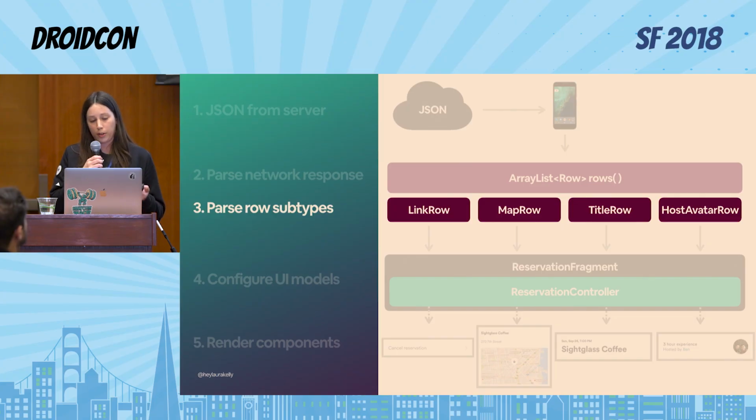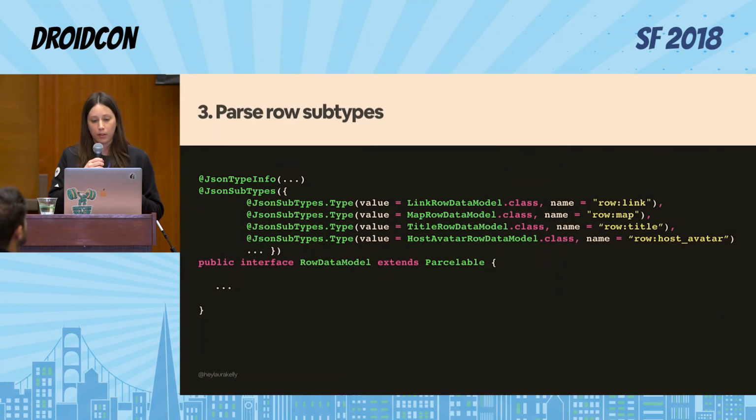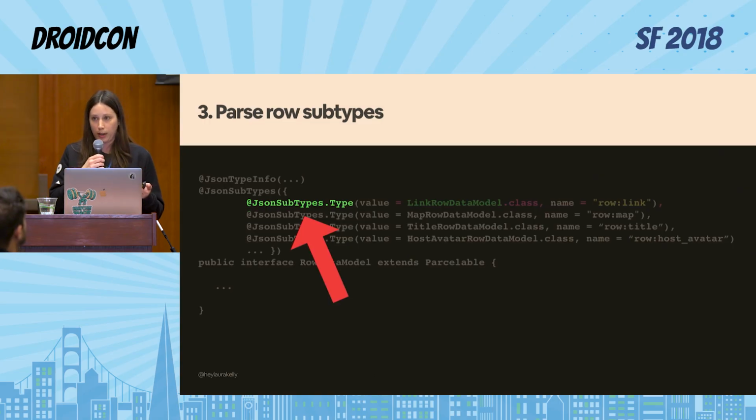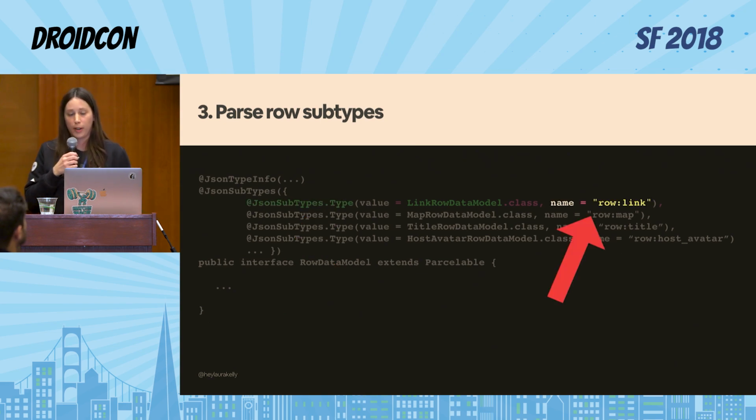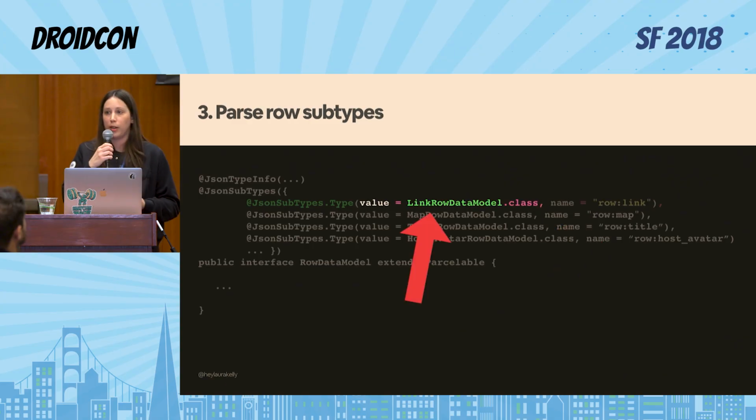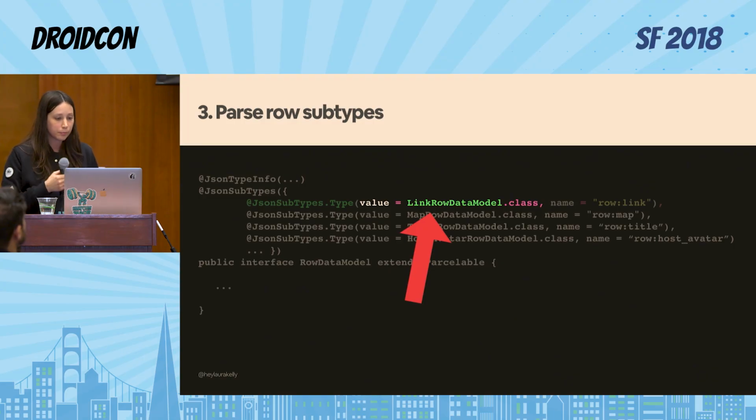Then those rows get parsed into subtypes. So also using Jackson, we have some annotations declaring different subtypes for these different subtypes of rows. So this is the annotation declaring a new subtype. And then we have a name property, which corresponds to what the type is in the API response. And we have a value which matches to the value of the actual class we're deserializing this JSON object to.